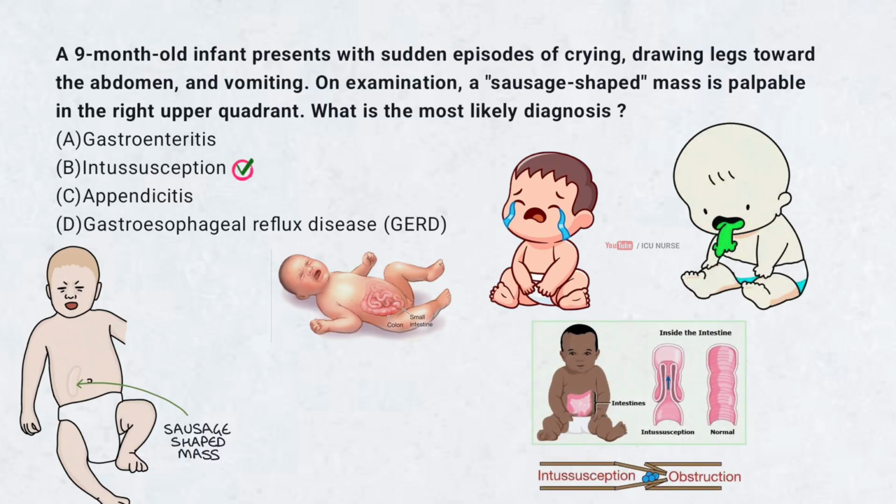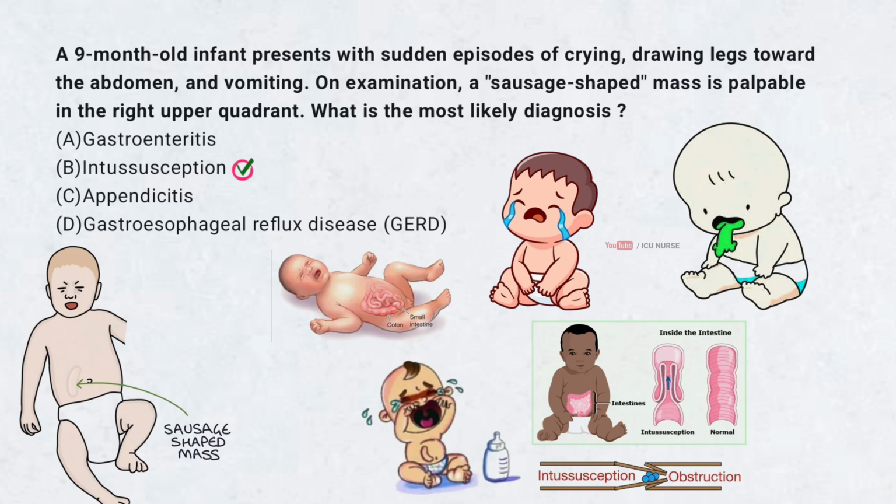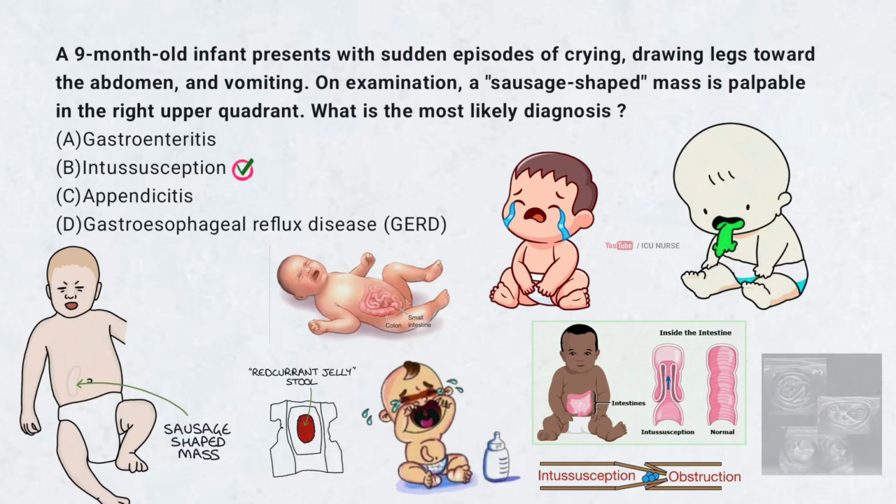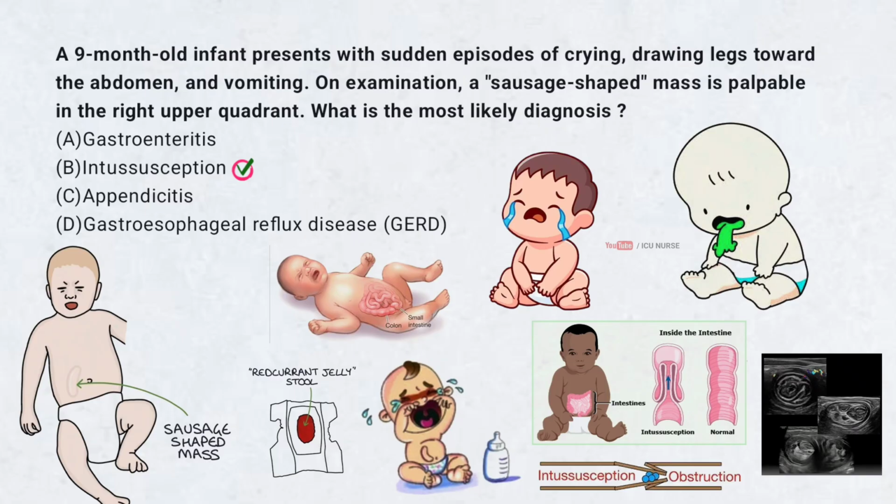Intussusception occurs when a portion of the intestine telescopes into an adjacent segment, causing obstruction. Classical signs include sudden onset colicky abdominal pain, crying with leg drawing, vomiting, and a palpable sausage-shaped mass. Currant jelly stools may also develop. Ultrasound confirms diagnosis and treatment often involves air or fluid enema reduction.